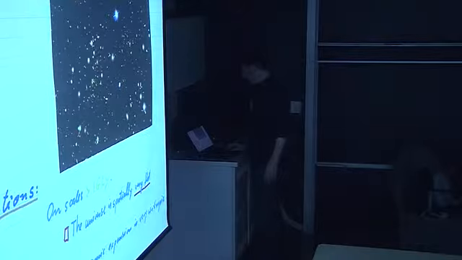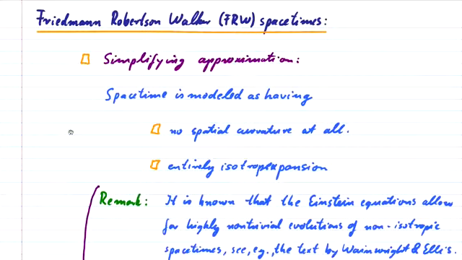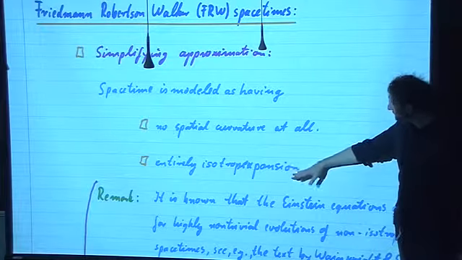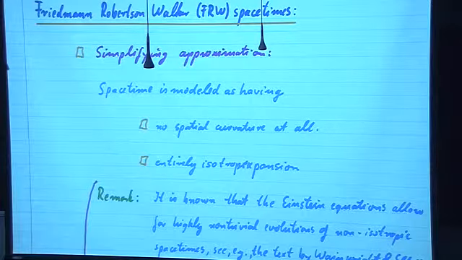Given this evidence, we will model space-time as Friedmann, Robertson, Walker, sometimes also Lemaitre space-times. Sometimes that name is included. The simplifying approximations are that space-time is modeled as having no spatial curvature at all, and also that its expansion is entirely isotropic.